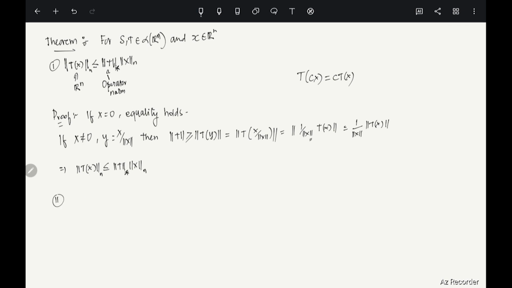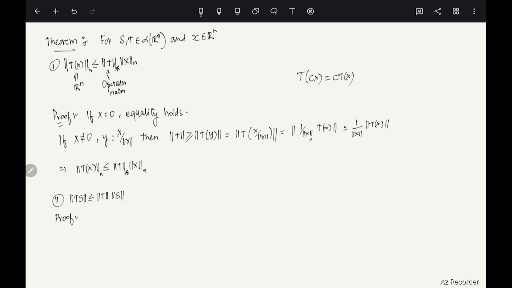What is the second property you can state? The norm of TS, the composition of the two linear operators T and S, is dominated by the norm of T times the norm of S. Again, very important, but relatively easy. Let's quickly look at the proof of this. What happens?